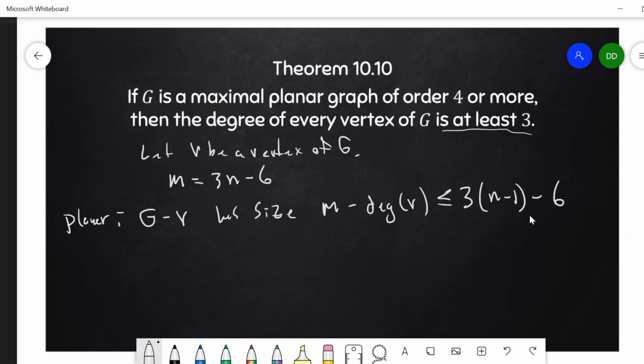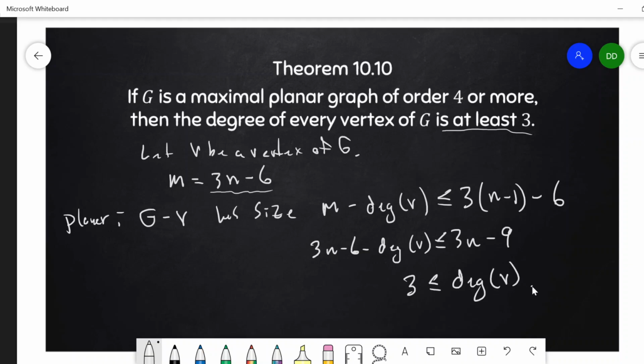And let's see, what does that give me? Here, m I know is equal to 3n minus 6, so I have 3n minus 6 minus the degree of V is at most 3n minus 9 when I simplify that down. Subtract 3n minus 6 from both sides and switch this around a little bit, and we see that 3 is less than or equal to the degree of V. So the degree of V is at least 3 for every vertex.